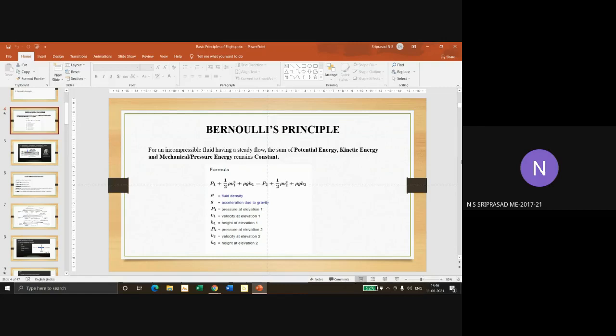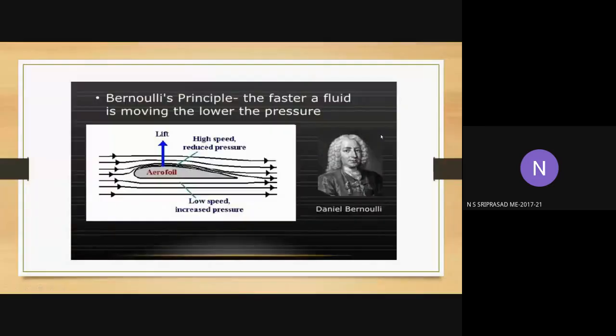Then the main thing is Bernoulli's principle. Bernoulli's principle states that for an incompressible fluid having a steady flow, the sum of the potential energy, kinetic energy, and pressure energy remains constant. Now I'm going to explain this using this particular structure, which is called the aerofoil. Aerofoil is a cross section of the wing. Always remember this. Aero comes from the word aerodynamics or aeronautical. That is the whole part of the Aero Club. So aerofoil is a cut section, a cross section of the wing. This is how it will look.